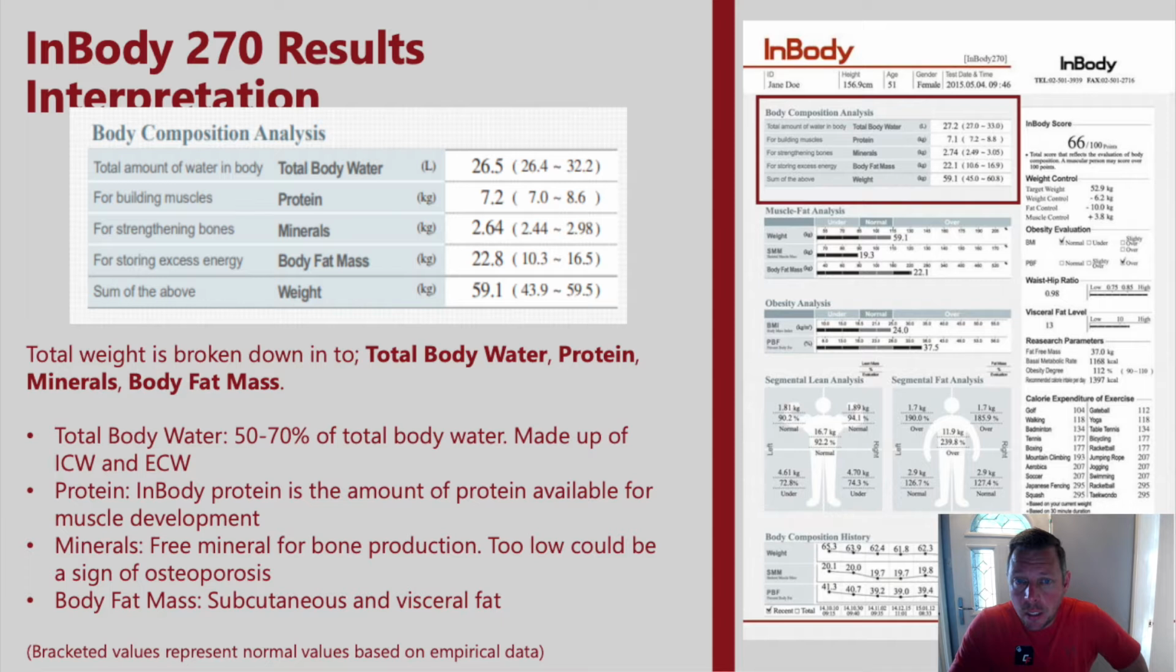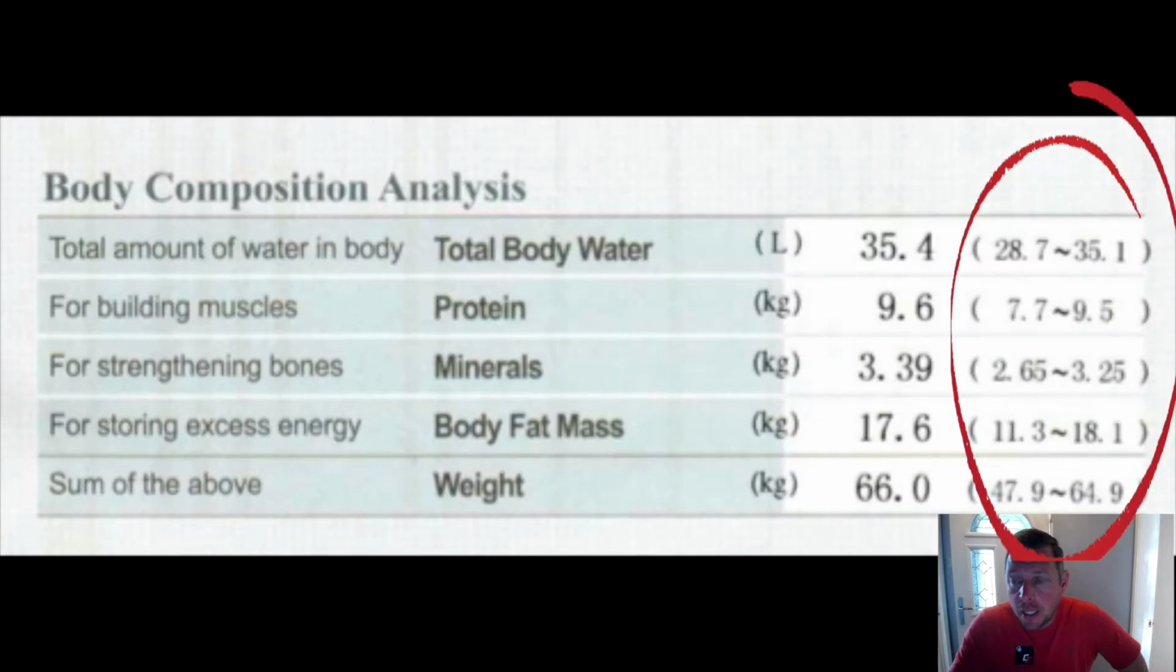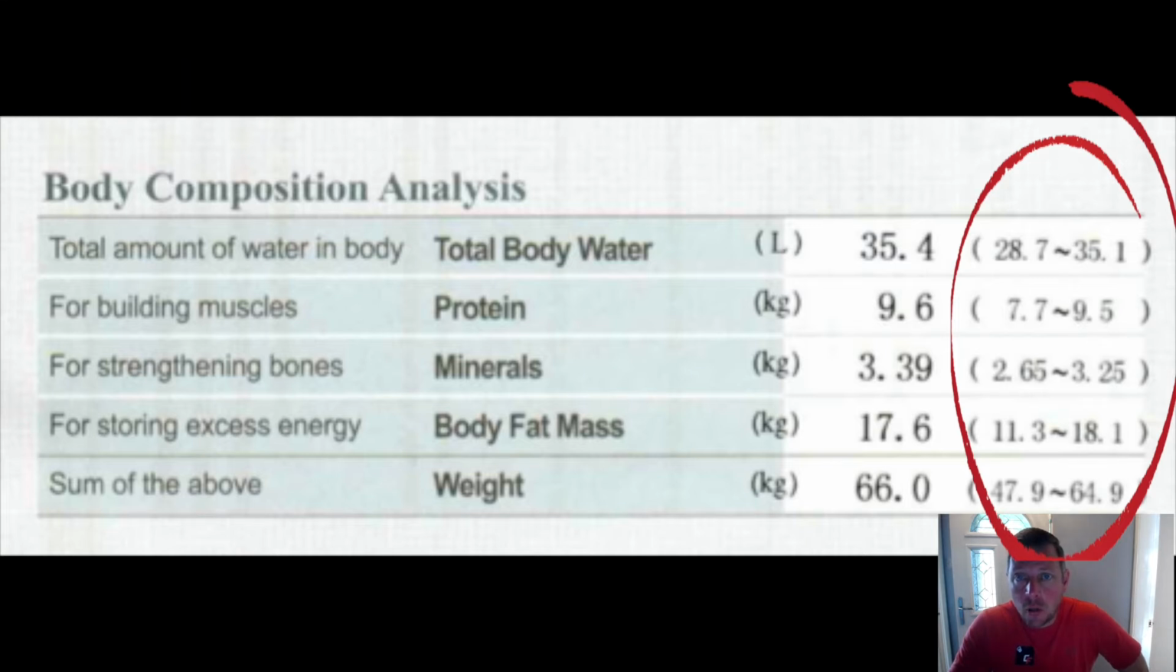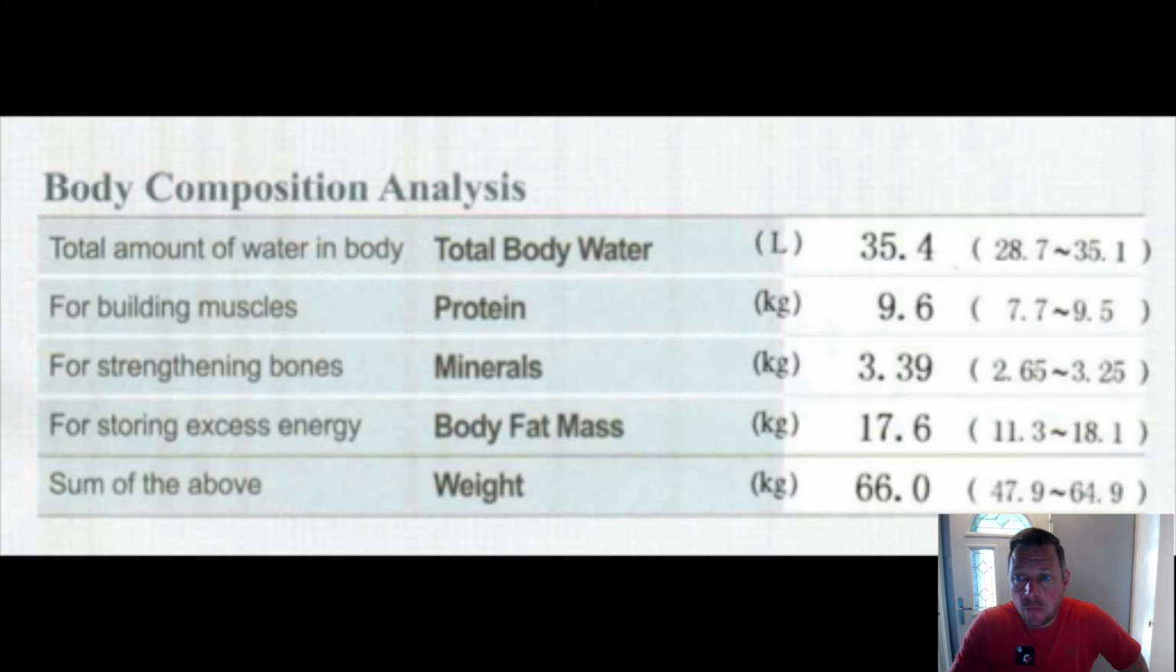The data on the right-hand side is the World Health Organization norms. It takes lots and lots of people and creates averages of norms that we should fit in. So it's trying to create a healthy norm balance. But if you're not in it, that doesn't matter.